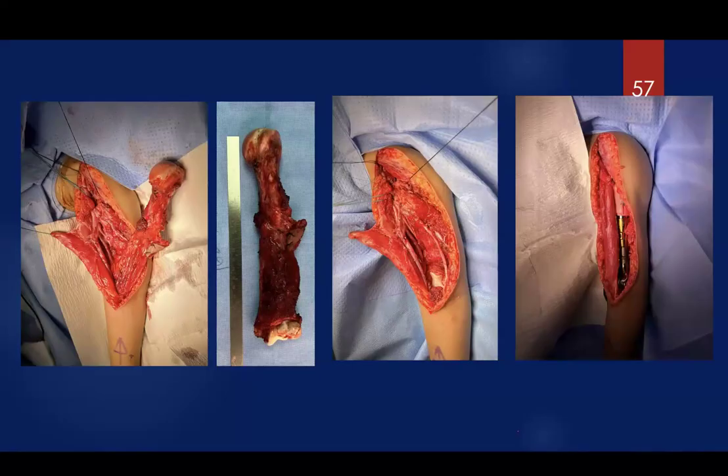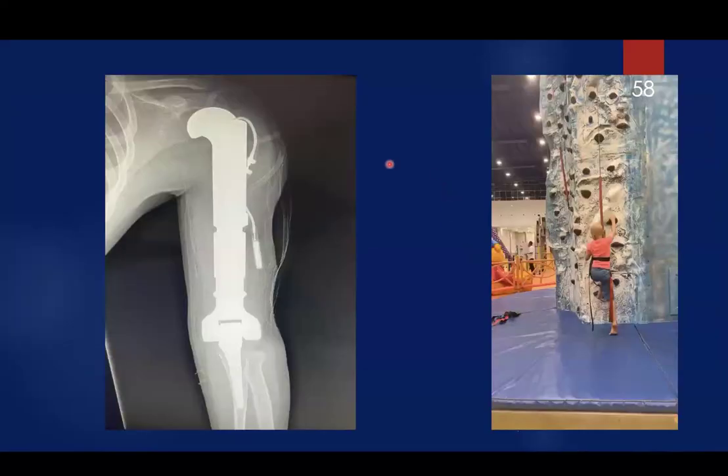is the median. And if you concentrate more, I can show you the axilla. And this is the radial nerve, and the entire humerus with the biopsy taken out completely. And then we put the prosthesis inside. It's a total humerus prosthesis. All the muscles were repaired back into position, and this is her X-ray post surgery.